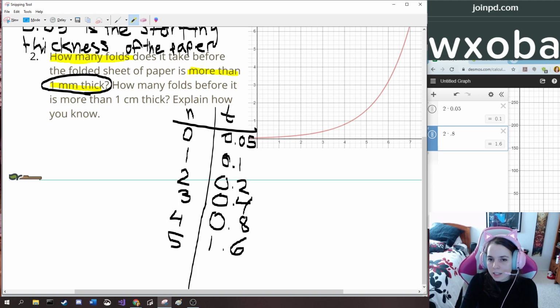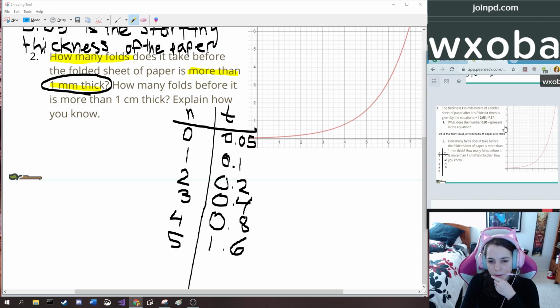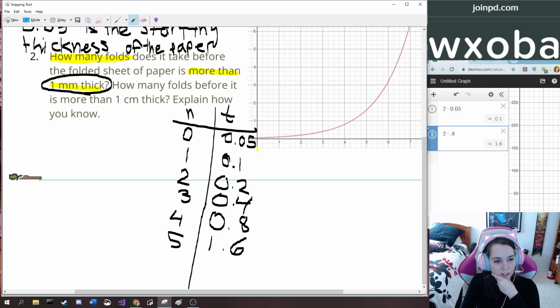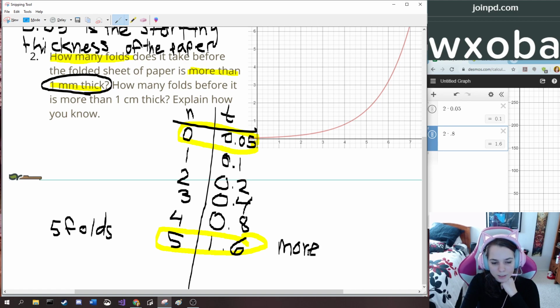So using the data table method, if you started at our starting value, you would find that it becomes more than 1 milliliter thick after 5, okay? So it would take 5 folds for the piece of paper to be more than 1 milliliter thick.